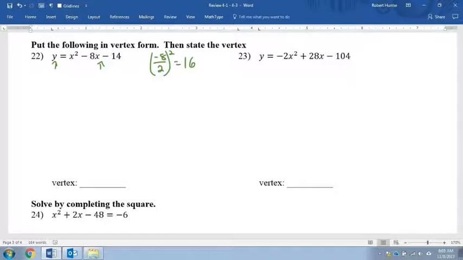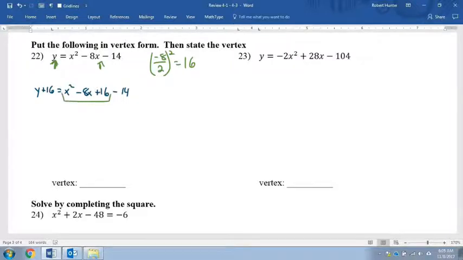Alright, I put it here to complete the square with this. Alright, and I put it on the left side to keep a balanced equation. Okay, so that's y plus 16 equals x squared minus 8x plus 16 minus 14. And now this is my perfect square.